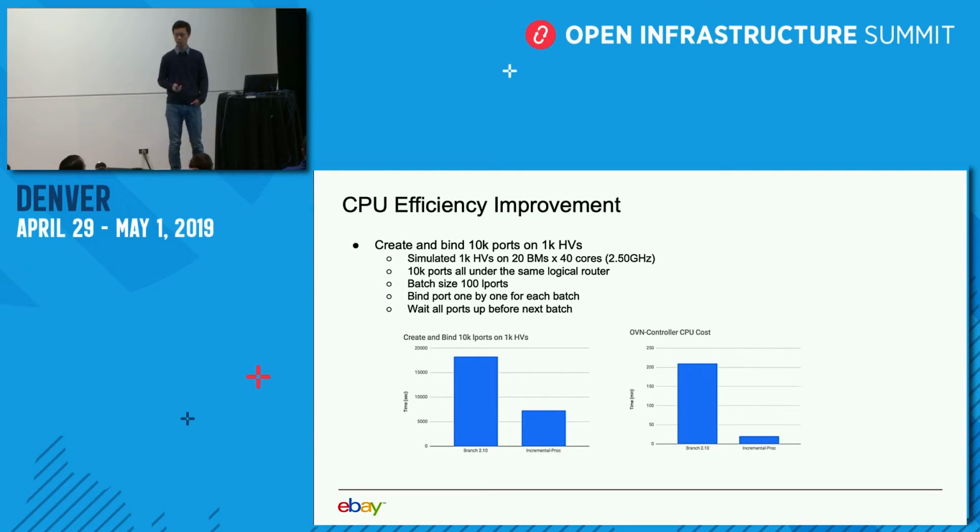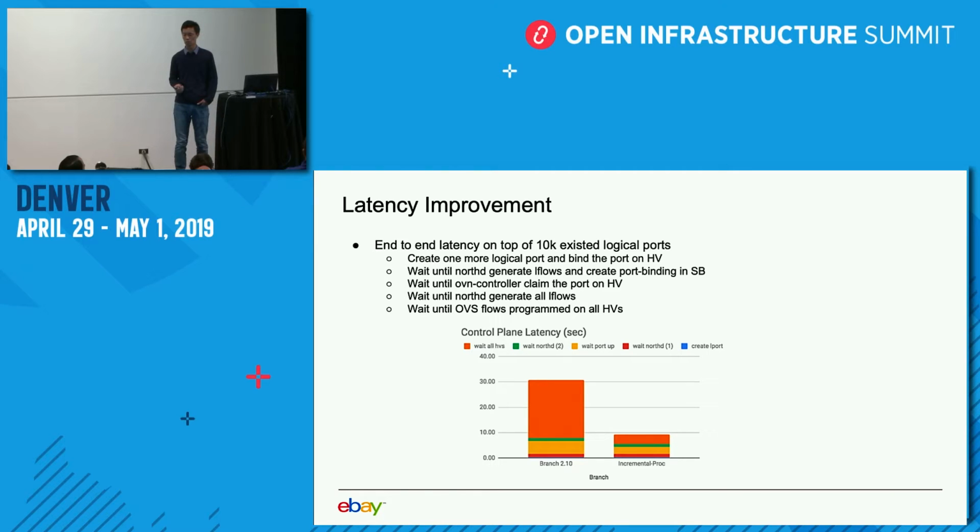Especially in the CPU utilization, it's almost 90% reduced. And the latency improvement is also very significant. We did a test on top of those 10K ports, creating and binding one more port end to end. So basically starting from the creation in the northbound DB until the port is processed by ovn-northd, and finally the flow is programmed on all the hypervisors so that the traffic end to end will go through. This latency has also dramatically decreased.